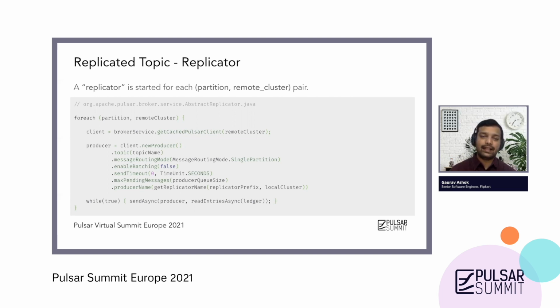There it will try to get the Pulsar client for the remote cluster. After that, it will try to create a producer for that specific remote topic. And post that, it will schedule an asynchronous task to fetch messages from the BookKeeper ledger, and it will subsequently push those messages to the remote topic. I've marked these lines, and these can be tweaked by configuration. We can tweak their behaviors using the configuration that is exposed by the Pulsar broker. So we will now go through them one by one.